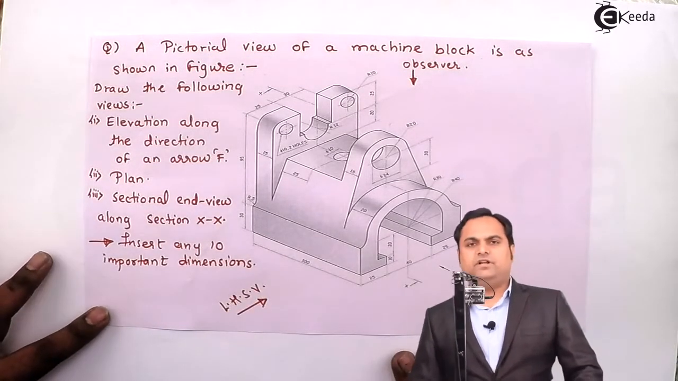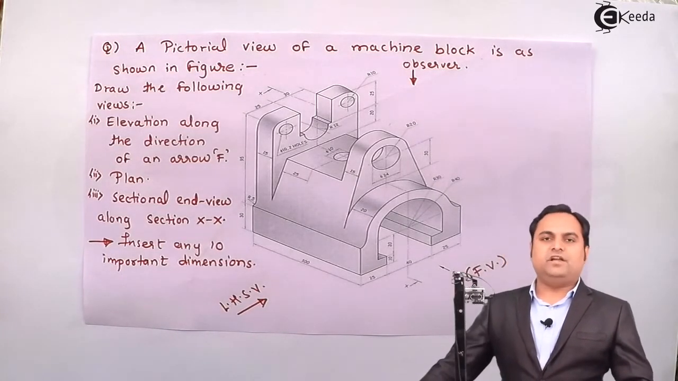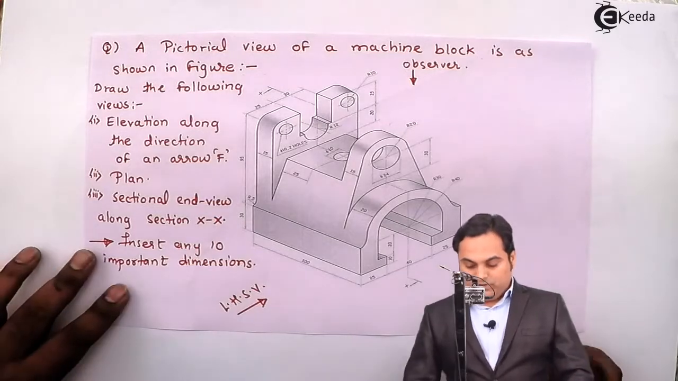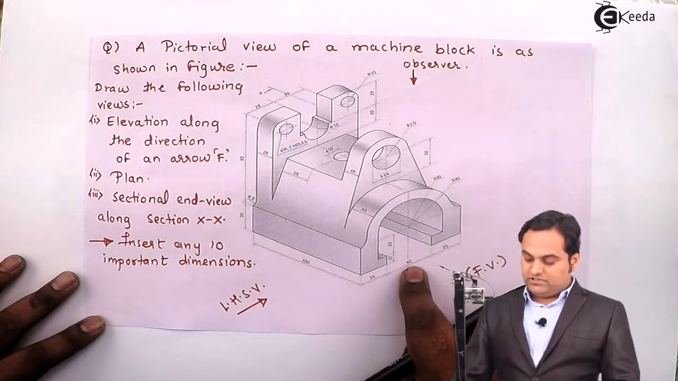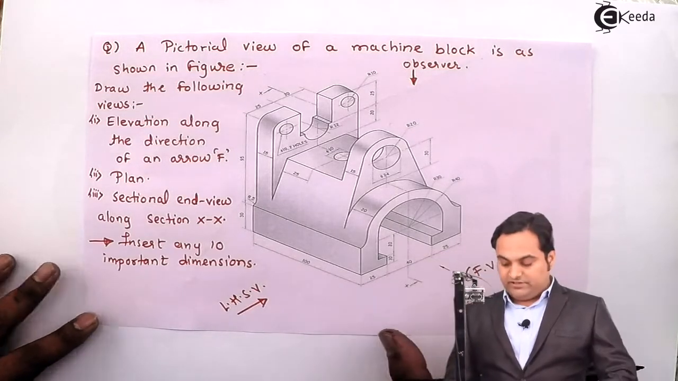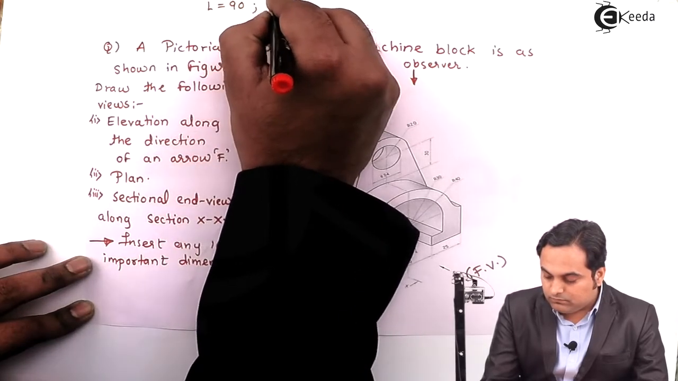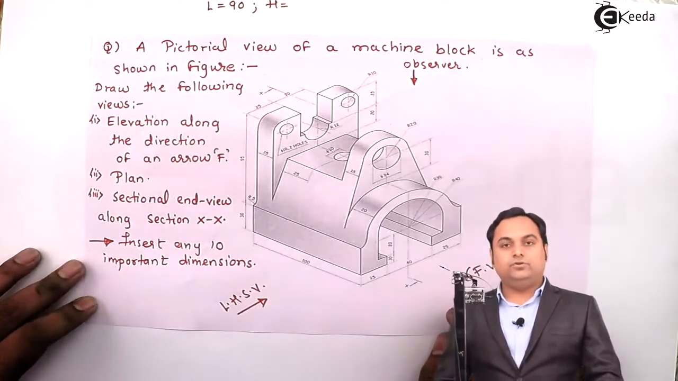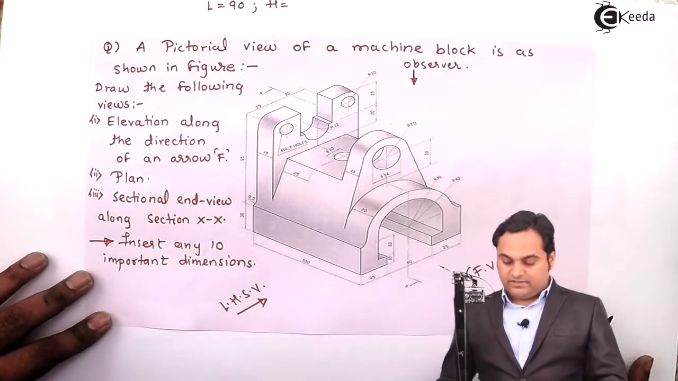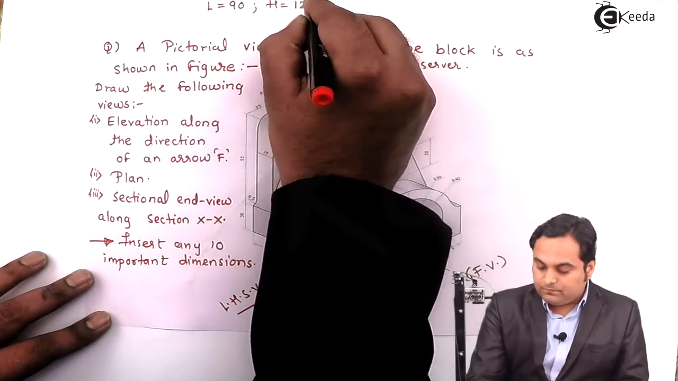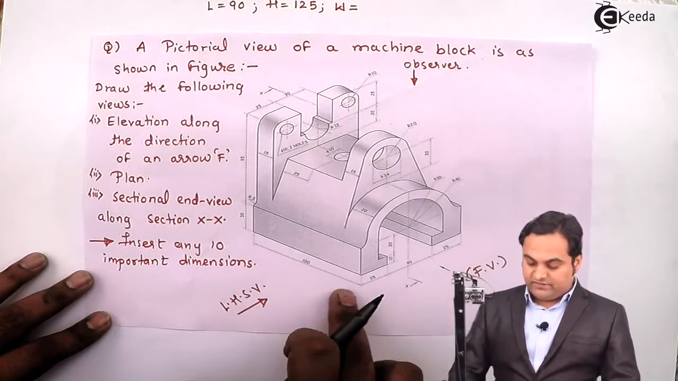And since it is not mentioned whether we have to use first or third angle, if nothing is given, always use first angle method of projection. Now, when I'm looking along arrow F, the total length of the object is 25 plus 40 plus 25. That gives me 90 mm. Then for the total height, it is 30 plus 95. That is 125 mm. And for the total width, when I'm looking from left side, it is 100 mm.